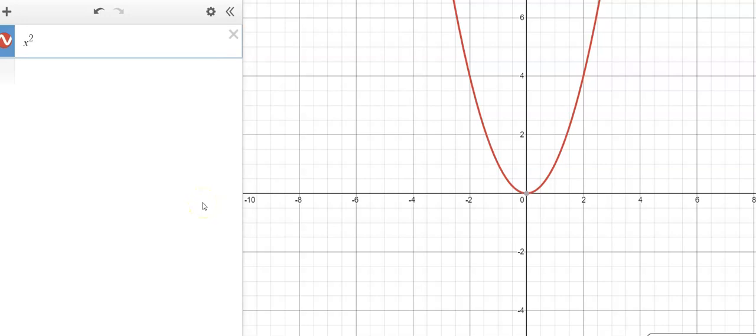So I am in this really cool program called Desmos. It's free, so feel free to use it yourself if you'd like to. You can't use it on tests, but you can certainly use it to help you with homework.